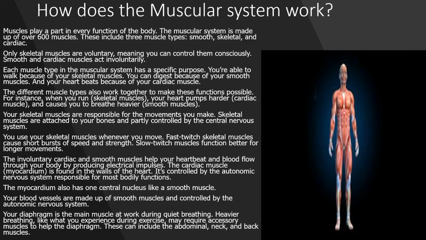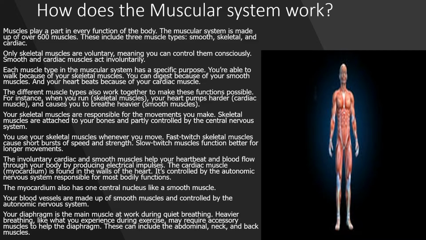How does the muscular system work? Muscles play a part in every function of the body. The muscular system is made up of over 600 muscles. These include three muscle types: smooth, skeletal, and cardiac. Only skeletal muscles are voluntary, meaning you can control them consciously. Smooth and cardiac muscles act involuntarily.